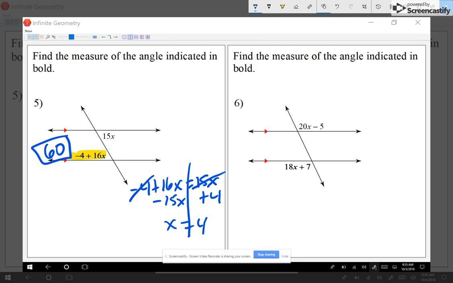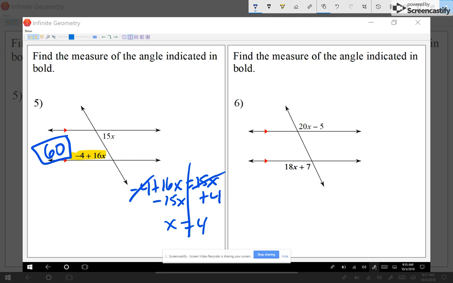How did I get the 60? So far you're good on how I got the x equals 4? Yeah? Now, as soon as you get the value of x, substitute it in the angle. Here I have 16 times x, so it goes 16 times 4, which is 64. Then subtract the 4. That's how I got the 60. I asked if there were any questions and they said no.